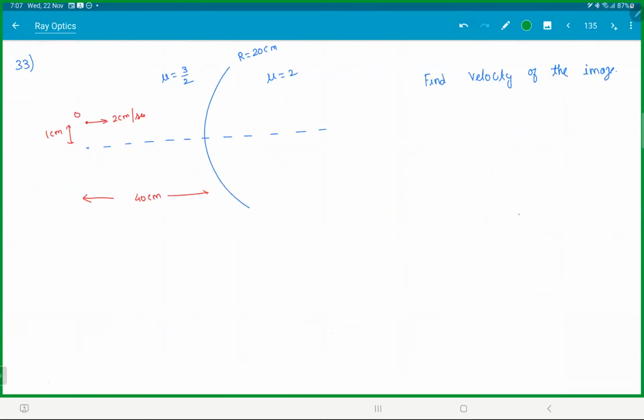Try. Take a minute more. Anyone confused with the question, please ask. This we did in mirrors. That's what I'm telling you. Do make sure to revise the notes.